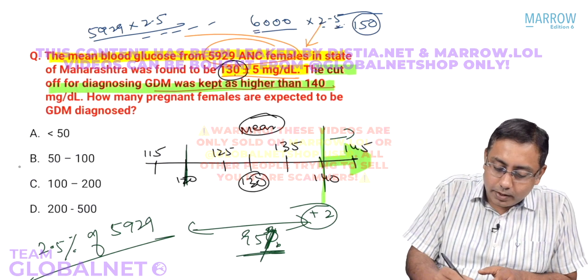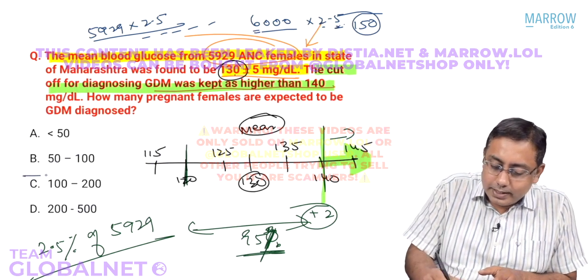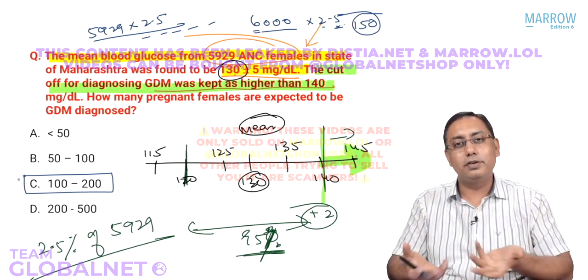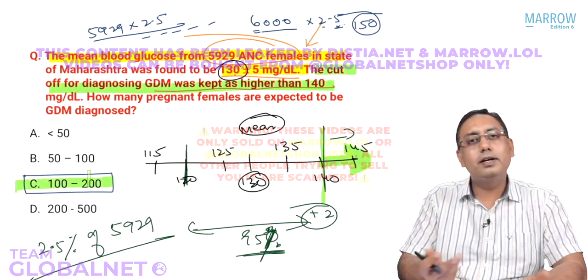So what is the answer over here? We would like to mark option number C. That is 150, which falls safely into the zone of 100 to 200. You're very good to mark. In case you have already done that, very nice.